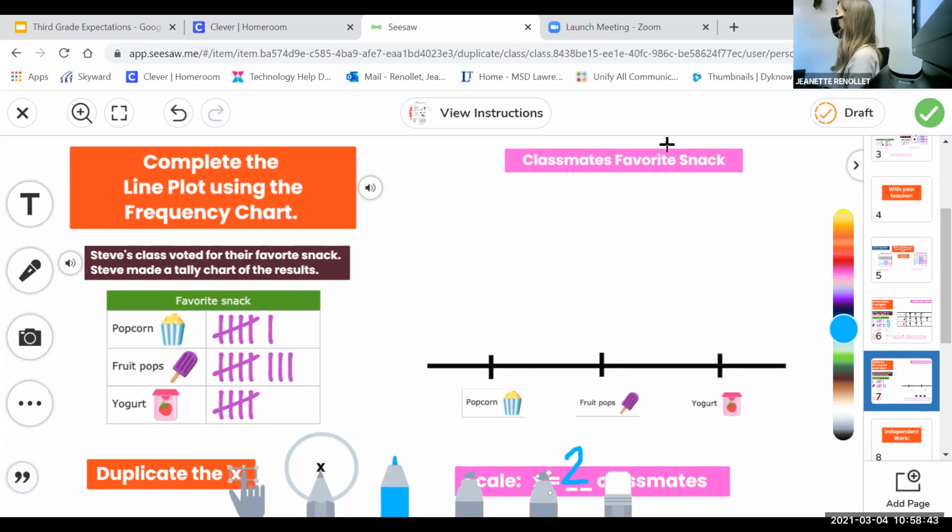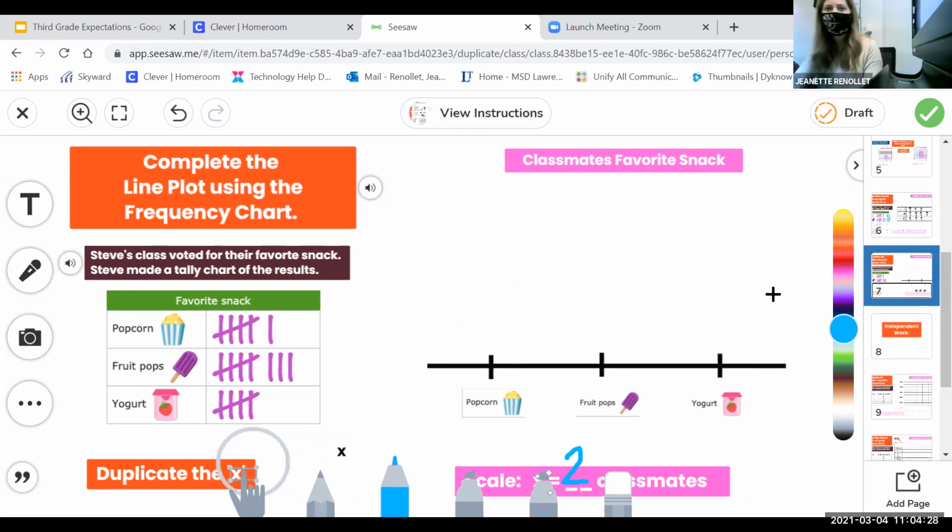Remember, sometimes line plots show each X as 1. Sometimes we see a scale where it says each X is equal to something else. You have to read the graph to understand it. I want you to take 1 minute and show your X's on the scale for each section. Then we will share out. You have 2 minutes to build your line plot using your scale of 2.